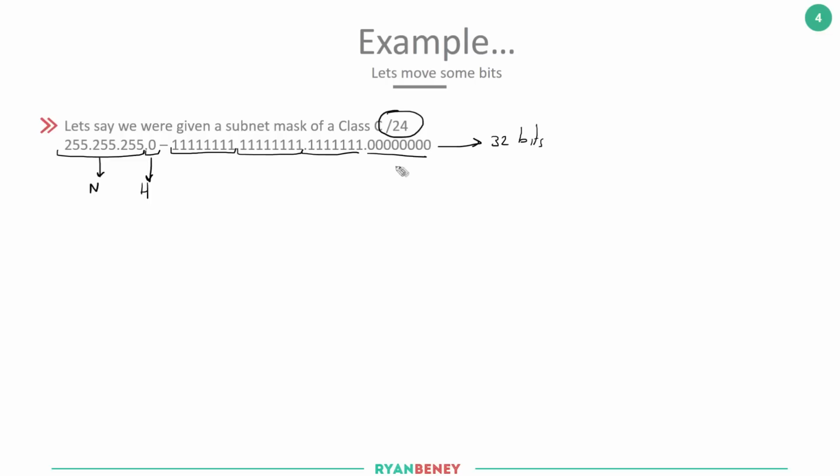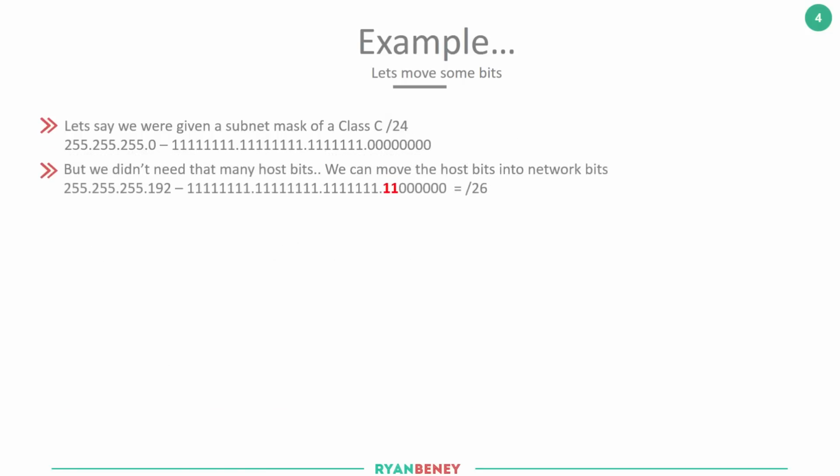Now we decided that we don't need this many host bits. In fact, what we'd rather do is split those host bits up and give them to the network portion. So the way we do that is, you can see here, we don't need that many host bits, so we move the host bits into the network bits, and now we have 2 additional network bits. If we were to convert this into decimal, we would again have 255, 255, 255, but in the last octet we have 192.